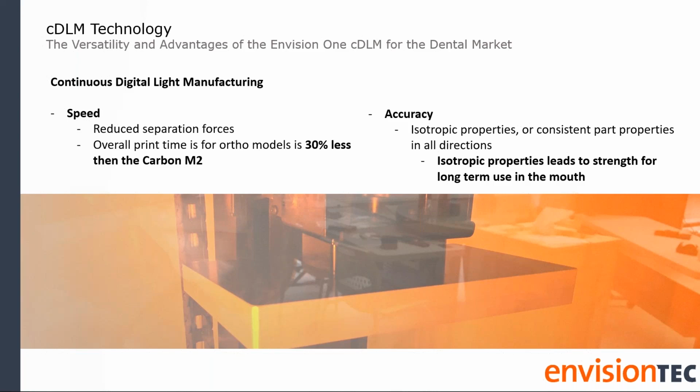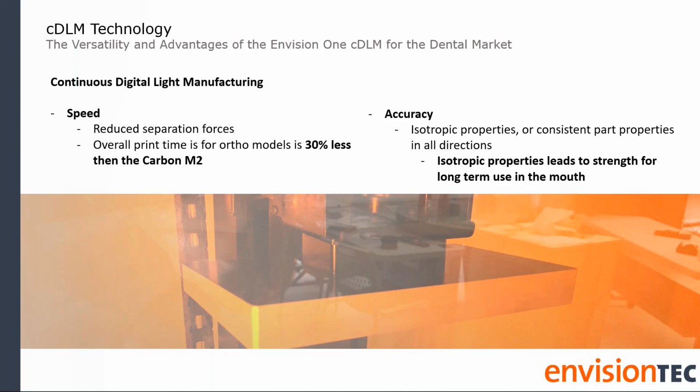The second main advantage of cDLM printing is accuracy. Parts printed on the Envision One cDLM have isotropic properties, or consistent part properties in all directions. This is especially important in the Z direction because prior 3D printing methods, while not all of the same quality, have tended to have stronger X and Y strength, but less in the Z-axis. This has caused 3D printer users to strategically orient their objects on the build envelope for optimal strength in certain axes, or enhance final material properties with post-curing strategies.